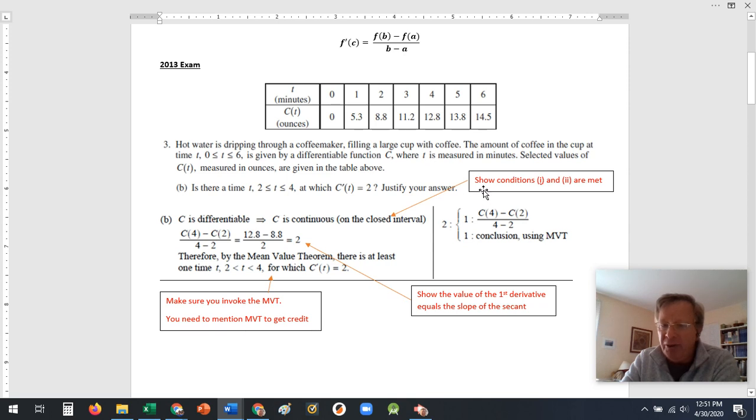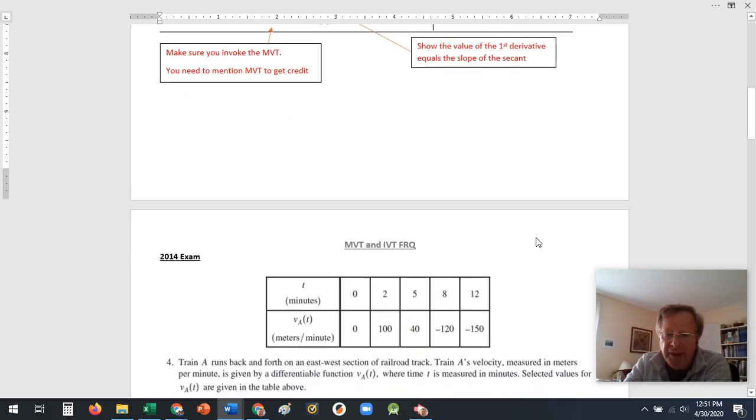So guys, to get full credit, you got to show conditions 1 and 2 are met. You got to show that the slope of the secant equals the value of the first derivative they're looking for. And you've got to invoke the MVT. You got to mention MVT. So this is how you get the points. You get 1 point for computing the secant, showing it's the same as the first derivative, and 1 point for talking about the MVT. So that's a typical MVT problem.